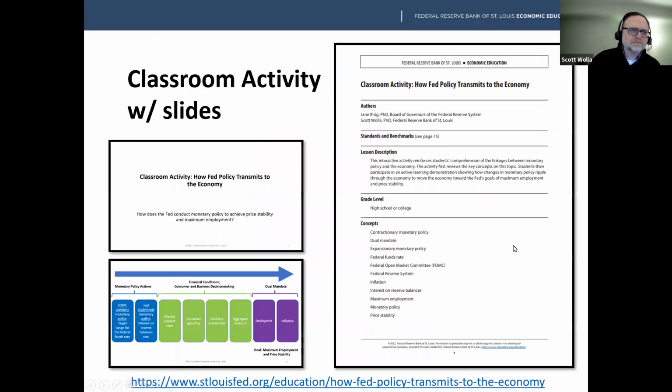This is the lesson that I was talking about. Actually, it's an activity. It's not a full-blown lesson. It's more like after you teach the concepts in class, you could pull out this activity and make it more of an active application. So the lesson is called How Fed Policy Transmits to the Economy.